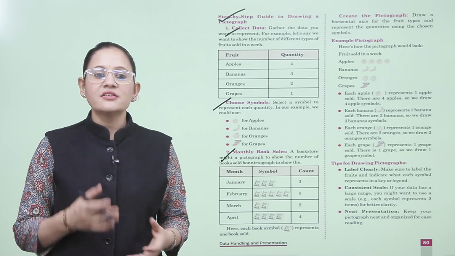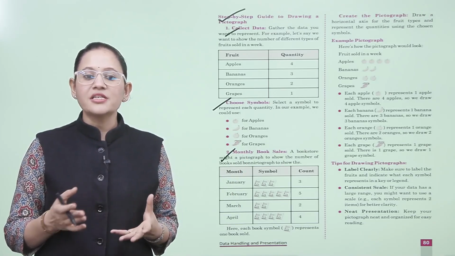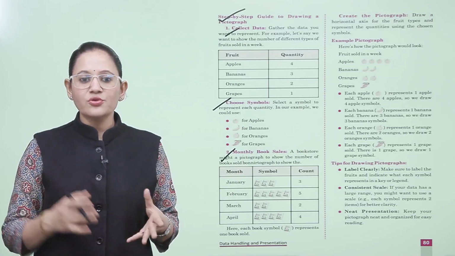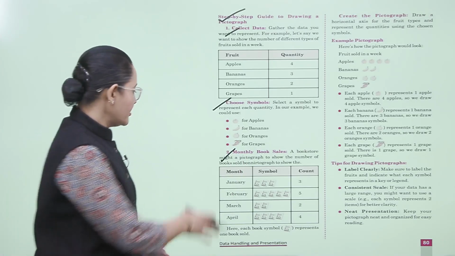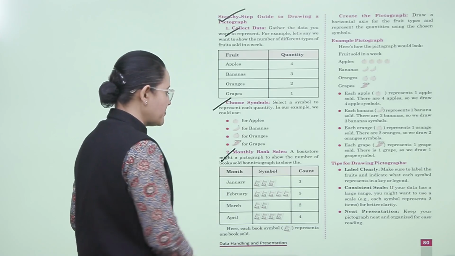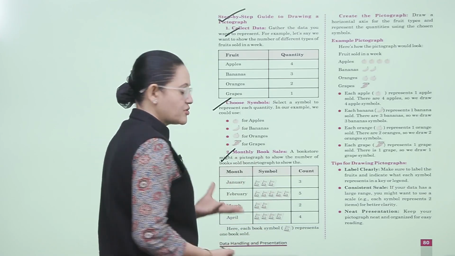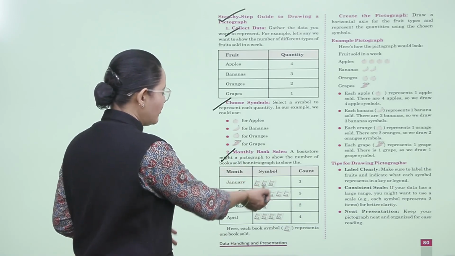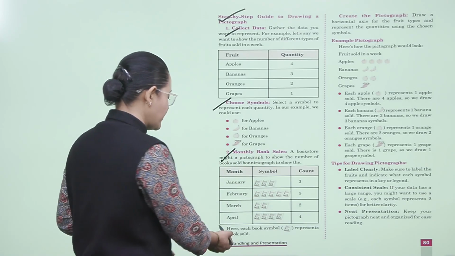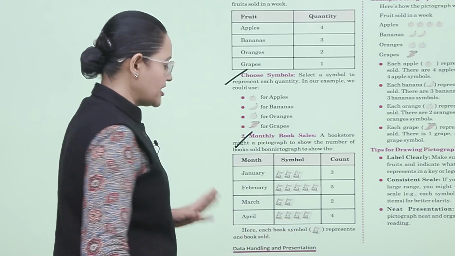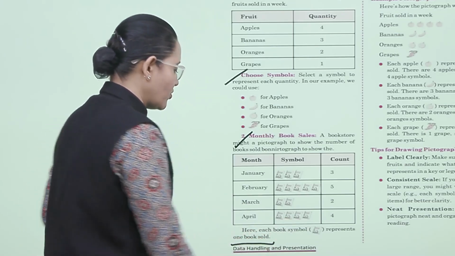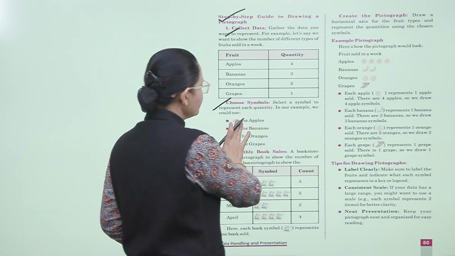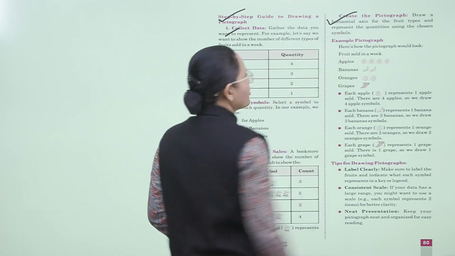A bookstore might use a pictograph to show the number of books sold during the months January, February, March and April. So, symbols are given. Here we have taken the picture of a book as a symbol. Here one picture represents one book sold. Clear? Next, so you have chosen a symbol, now create the pictograph.